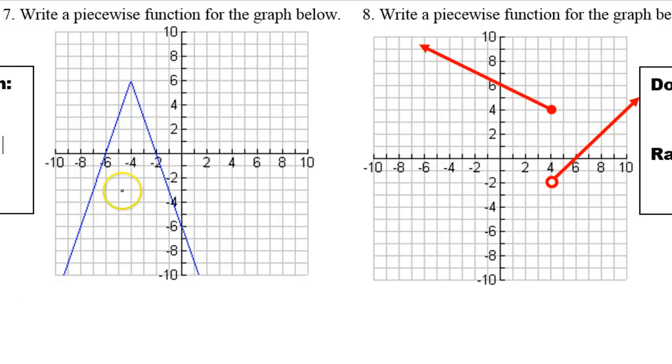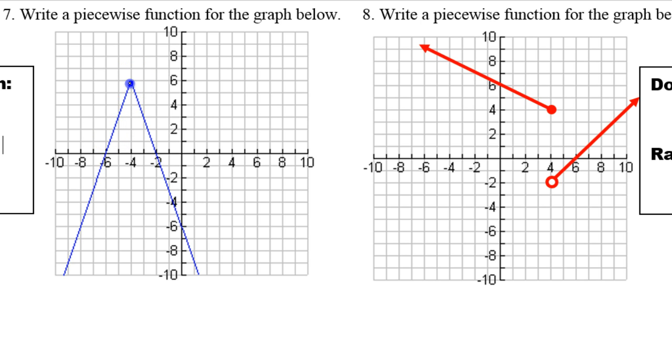All right, in this video, we are given the graphs of two piecewise functions, and we're supposed to write the equation for the piecewise functions. Now, of course, number 7 is actually an absolute value function, but we'll worry about that later. An absolute value function is just a special case of a piecewise function.